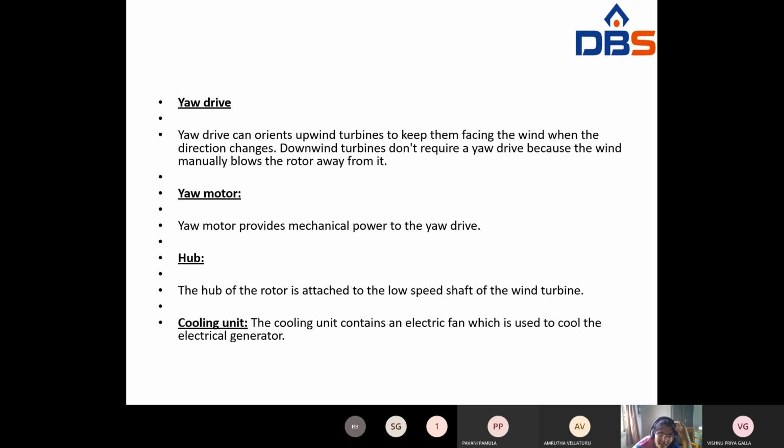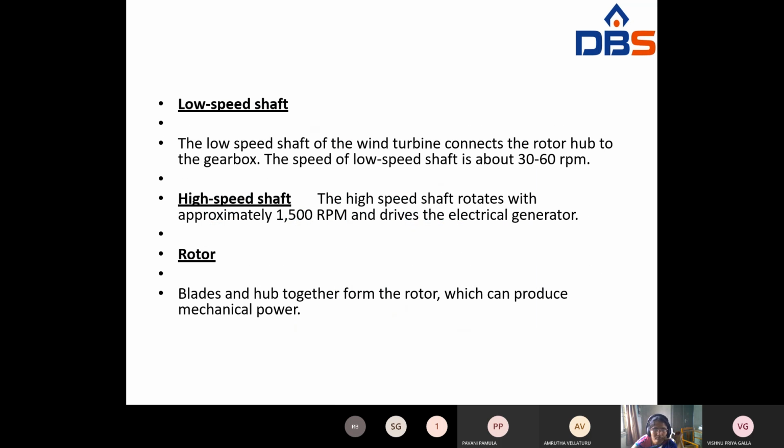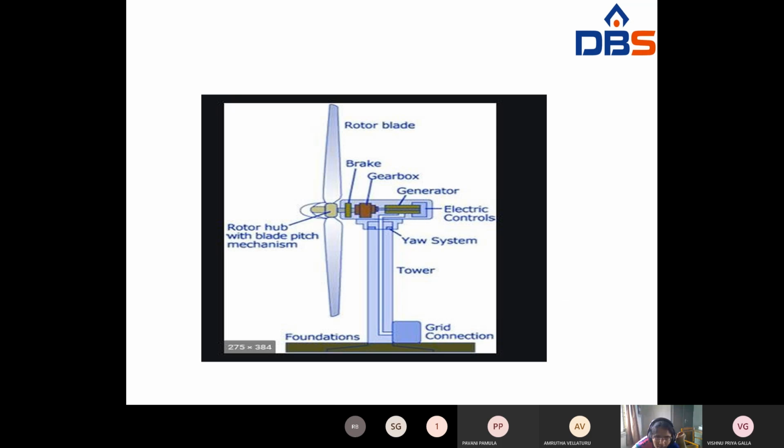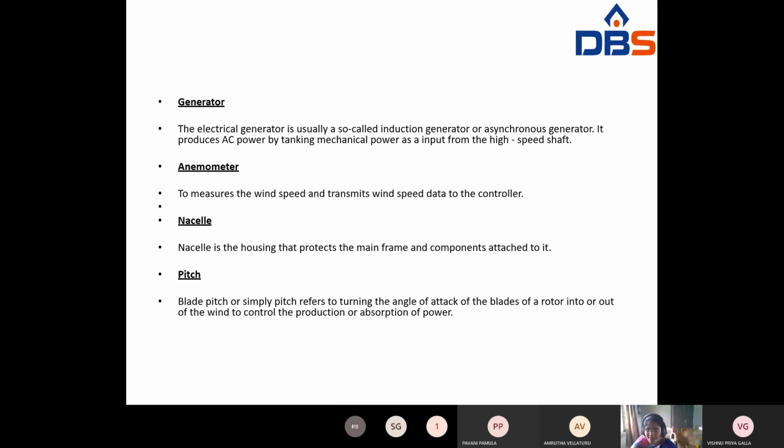A motor provides mechanical power to the yaw drive. To start the yaw drive, here we are using the motor. Hub. The hub of the rotor is attached to the low speed shaft of the wind turbine. See here, this is the hub. This hub is connected to the low speed shaft, and on the hub you place the rotor blades.